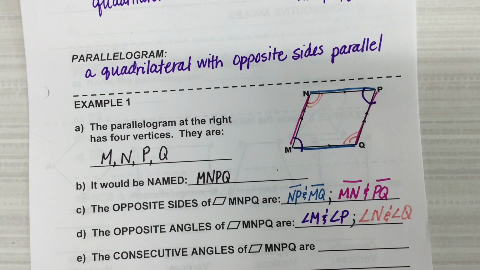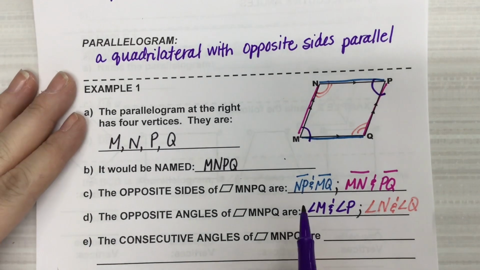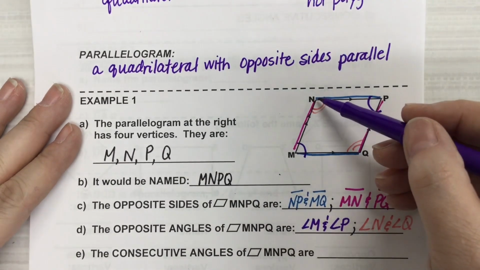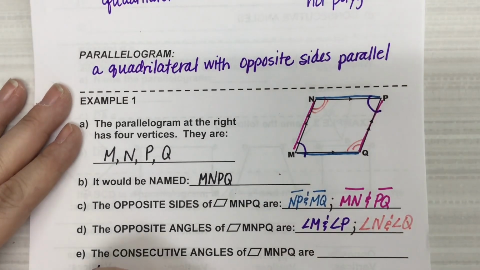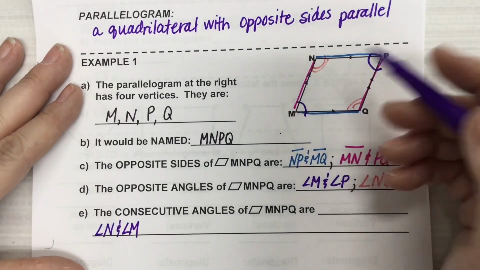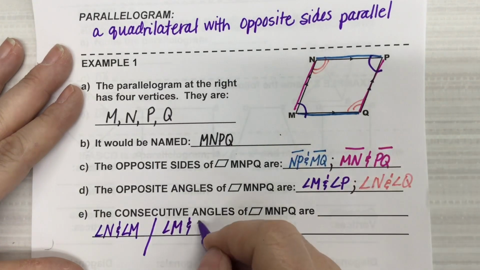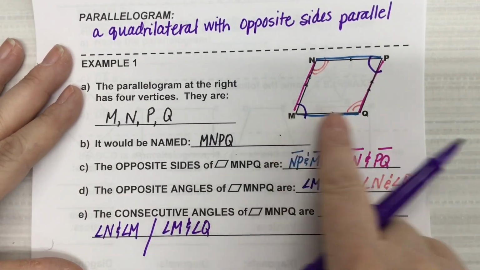Okay, the consecutive angles. Consecutive is one of those words that we use instead of saying same side interior angles. We call them consecutive angles because they are right next to one another. There are actually quite a few of them. If you look first at this figure starting at N, right next to it is angle M. So angle N and angle M are consecutive angles. Angle M is also consecutive with angle Q, right next to it. So those are consecutive as well.